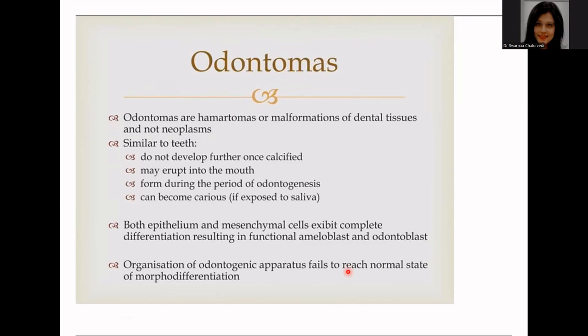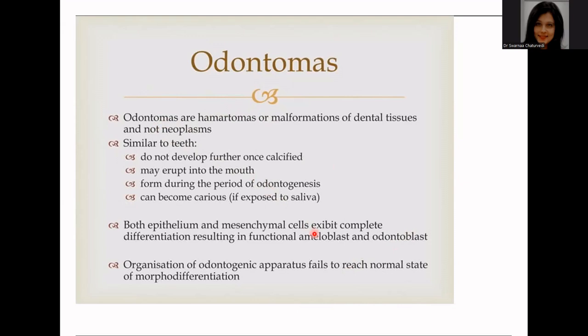The last odontogenic tumor we will be discussing is odontomas. These are hamartomas or malformations of dental tissue and not neoplasms. Similar to teeth, they do not develop further once calcified, may erupt into the mouth, form during the period of odontogenesis, and can become carious if exposed to saliva. So they have similarities to the tooth.